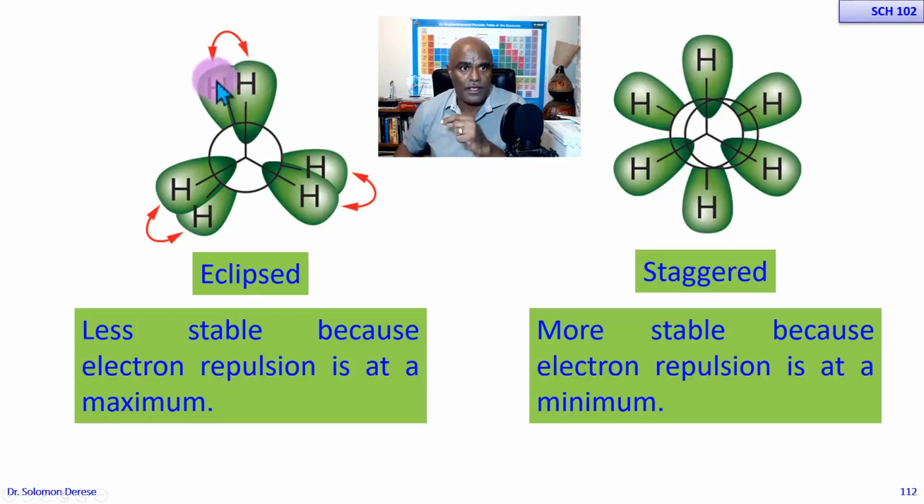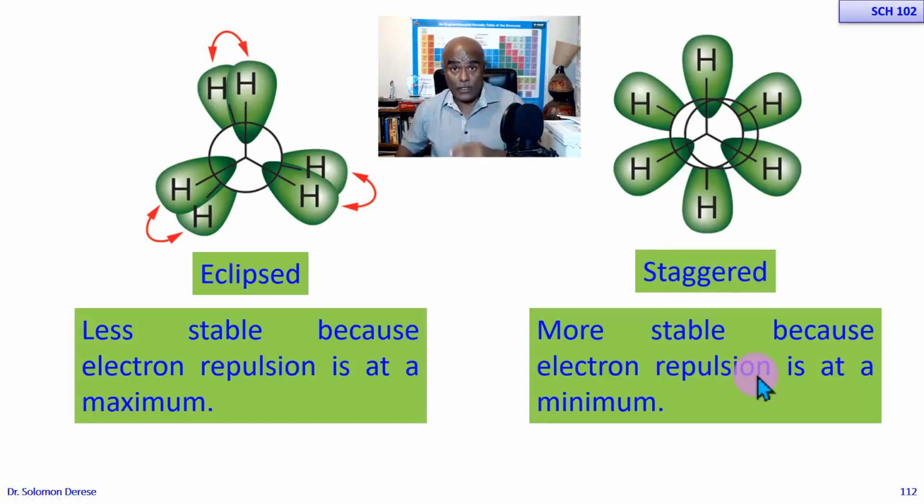For example, if this hydrogen is this one, then this hydrogen is the one down here. And then these ones separate themselves by 60 degrees, as far away from each other. So this conformation is the staggered conformation. It is the most stable conformation because in the staggered conformation, as we have seen, the electron repulsion is at a minimum.